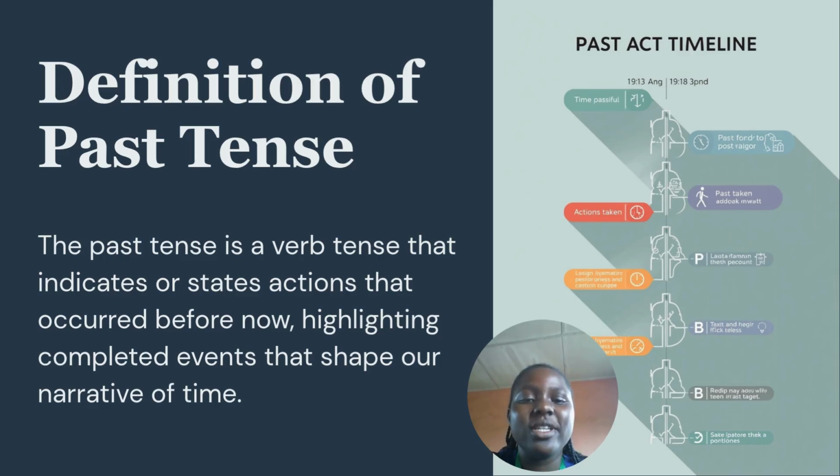Past tense is a verb tense that indicates or states actions that have occurred before now, highlighting completed events that shape our narrative of time. In simple terms, it tells us actions that have happened in the past, events that have taken place in the past. Are we clear? Actions that have taken place in the past.